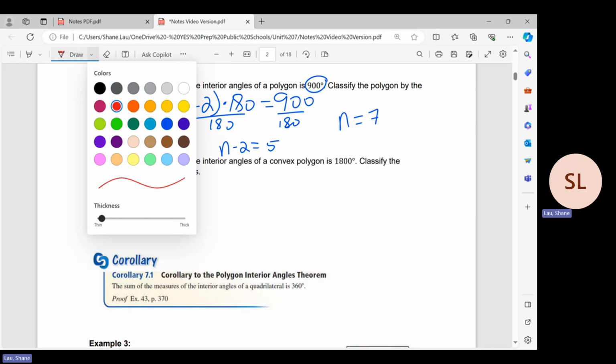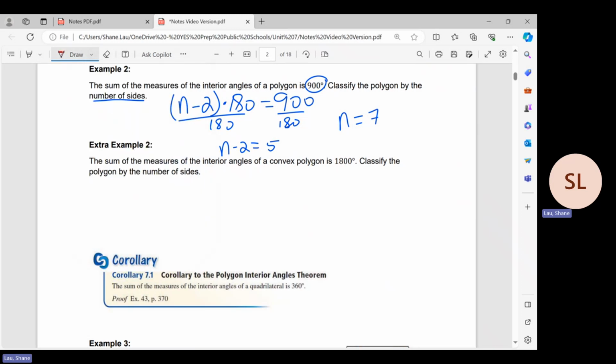And it does say to classify the polygon. I don't imagine a lot of us know how to classify polygons, or at least by their names. But for a 7-sided figure, this is what we call a heptagon.